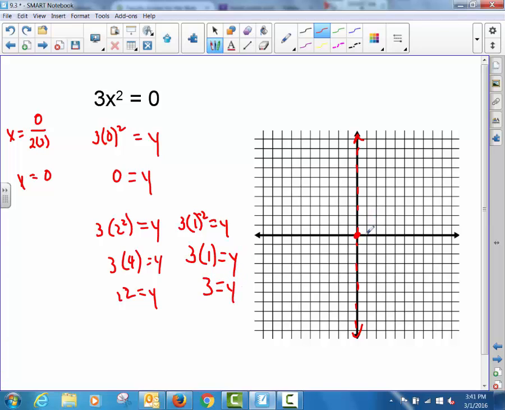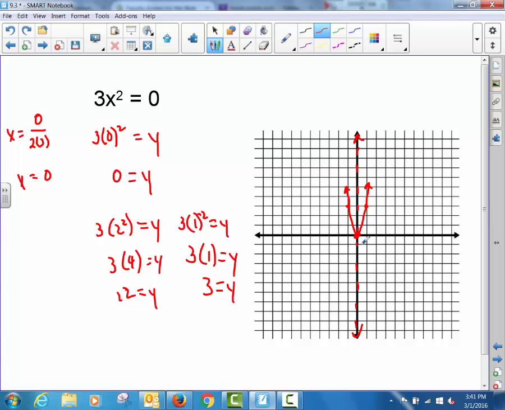So we come over here and we go 1, 2, 3, and we'll do the same thing on the other side. 1, 2, 3, and our graph is going to go something like this. It's going to be very narrow. Don't you remember whenever the number in front of the x squared, the a, when the a gets greater than 1 in absolute value, then it's going to get skinnier or stretched vertically. Okay, and that's what happened to this one.